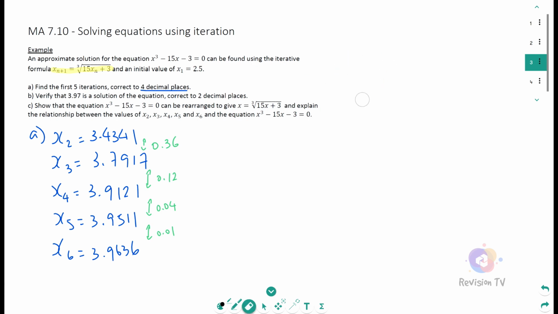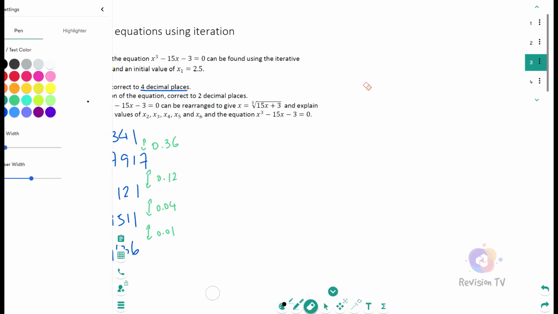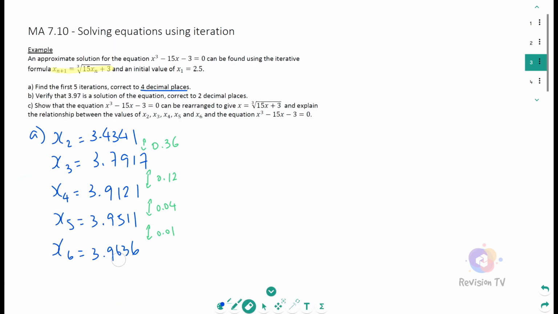So what's next then? Next, part B. What we're trying to do here, to verify 3.97, is find 2 iteration approximate solutions that round to 3.97. Now these ones round to 3.96, so we can't verify 3.96 is a solution. We need 2 of them. So let's keep going.